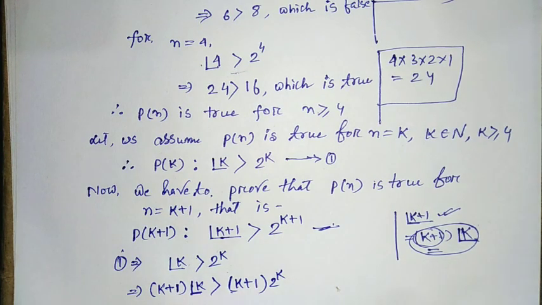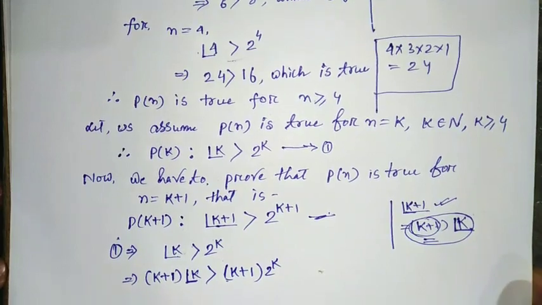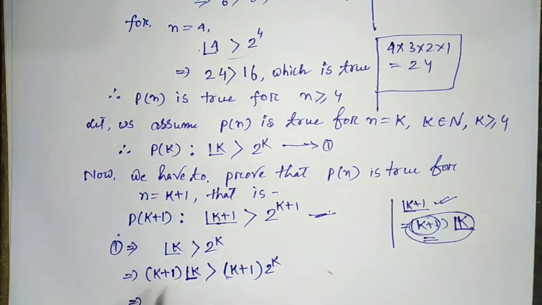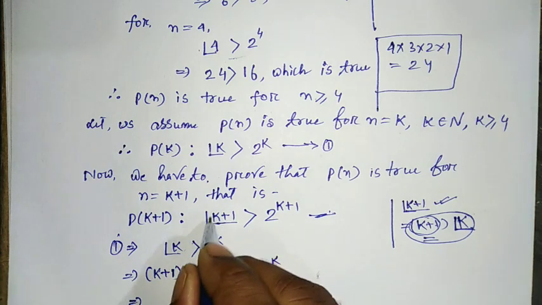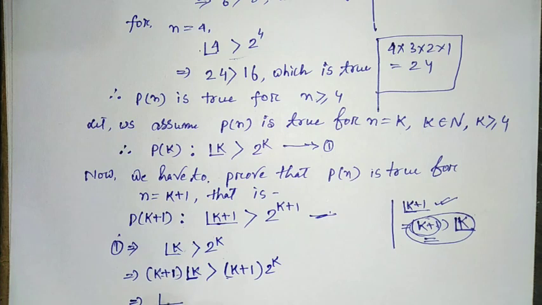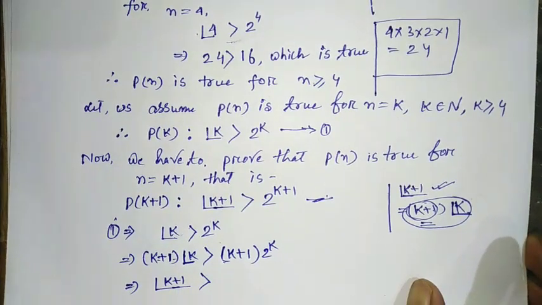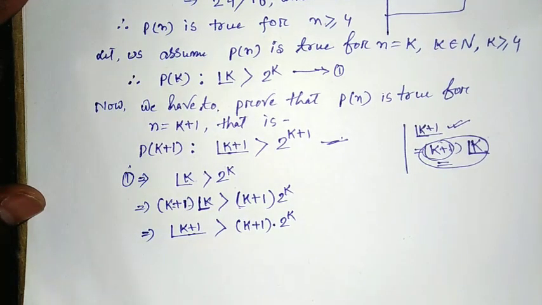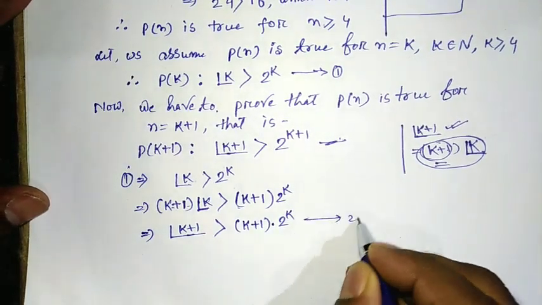Now see, on the left hand side we need factorial k plus 1. So k plus 1 into factorial k means factorial k plus 1. Yes, the left hand side is matched. Now we have to do something with the right hand side. Give it equation number 2.